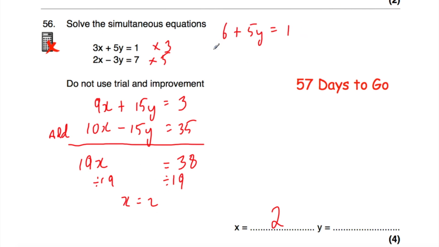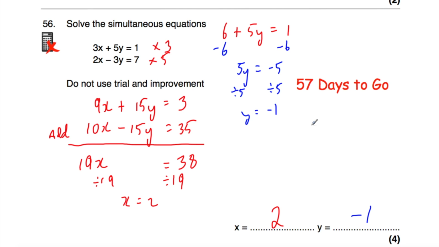Now let's solve this. So let's take away 6 and take away 6, and then we're left with 5y on the left-hand side, and 1 take away 6 is minus 5. And if we divide by 5 and divide by 5, we're going to get y equals minus 1. So x equals 2 and y equals minus 1. And that's our solution. And we can actually check that. We can check in the bottom equation.